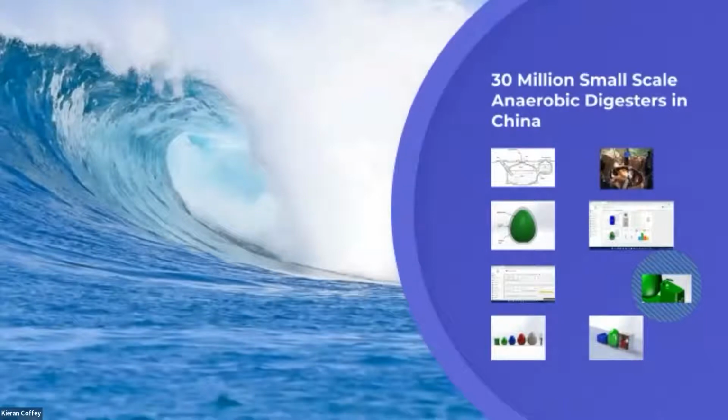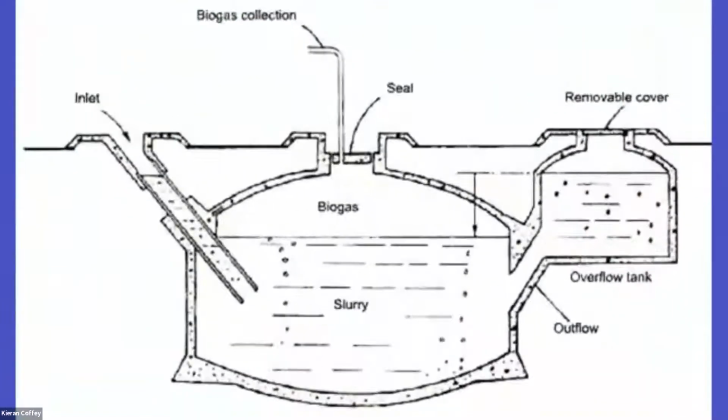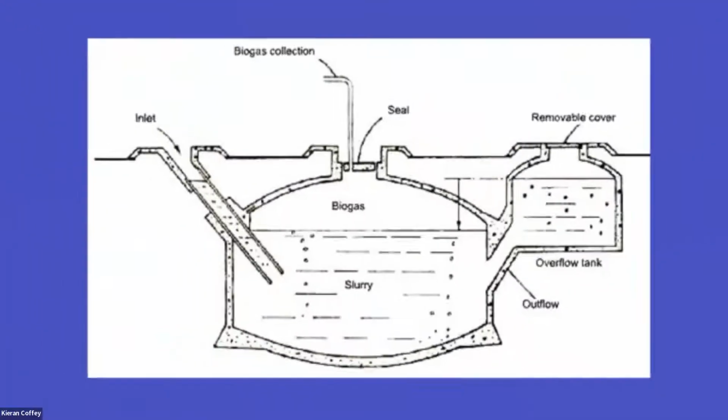China has probably the most developed anaerobic digestion industry of all, and they're reported to be up to 30 million small-scale anaerobic digesters in China. And a lot of them look like this. They're a dome-style digester. They're similar enough to a septic tank. And if you imagine, there's reported to be 450,000 septic tanks in Ireland. It does make sense then that there's 30 million of these units in China.